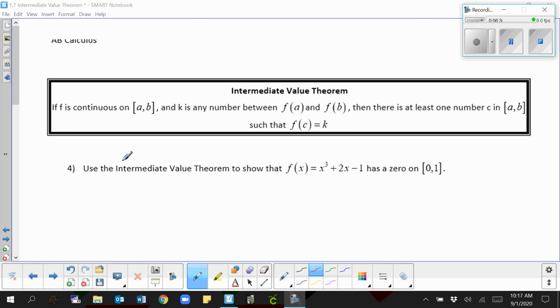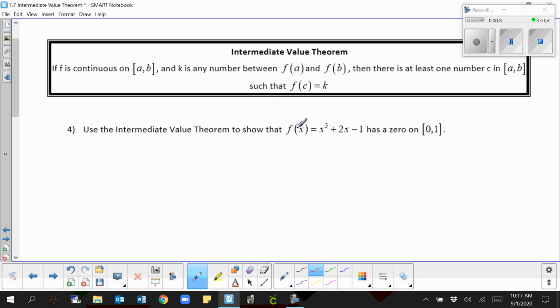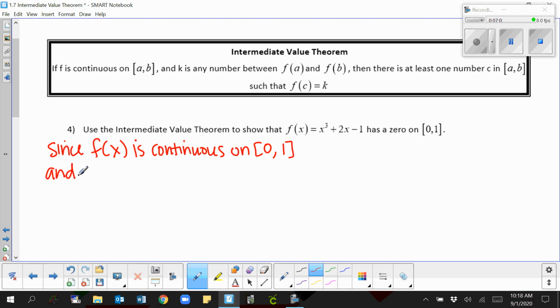So let's look at number 4 right here. It says use the intermediate value theorem to show that f of x has a 0 on 0 to 1. The first thing we need to show is that this is continuous, which it is, since this is a normal polynomial. So I'm going to say since f of x is continuous on my interval from 0 to 1, and this is where I need to show that we've got a 0 in between our values of 0 and 1, with some x value in between those two.